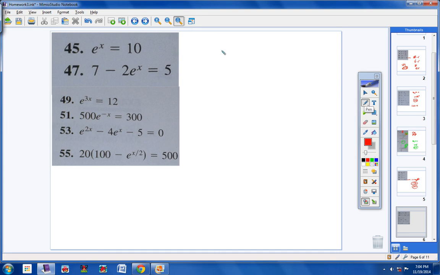Okay, 51. Well, first of all, guys, you want to get e to the negative x by itself. So, we're going to divide both sides by 500. Okay? So we get e to the negative x equals 0.6. Now, there's no way we can write both sides with the same base. So we're going to take log base e of both sides. So here we go.